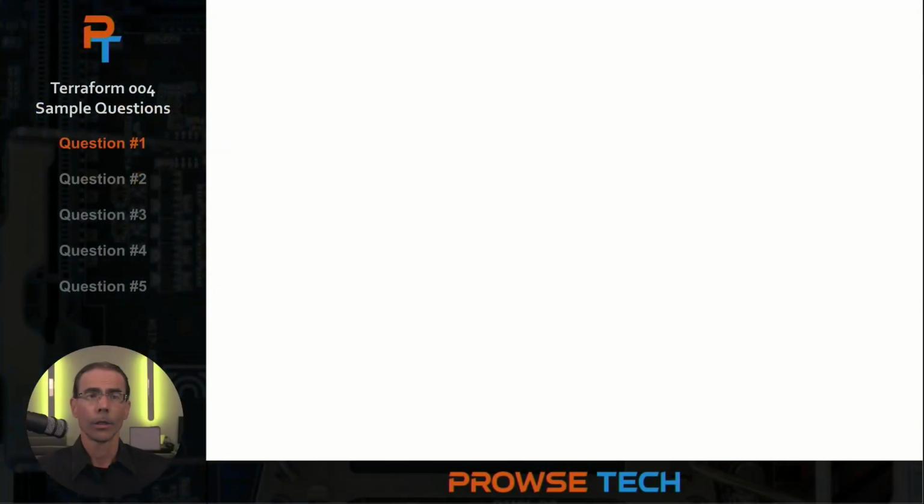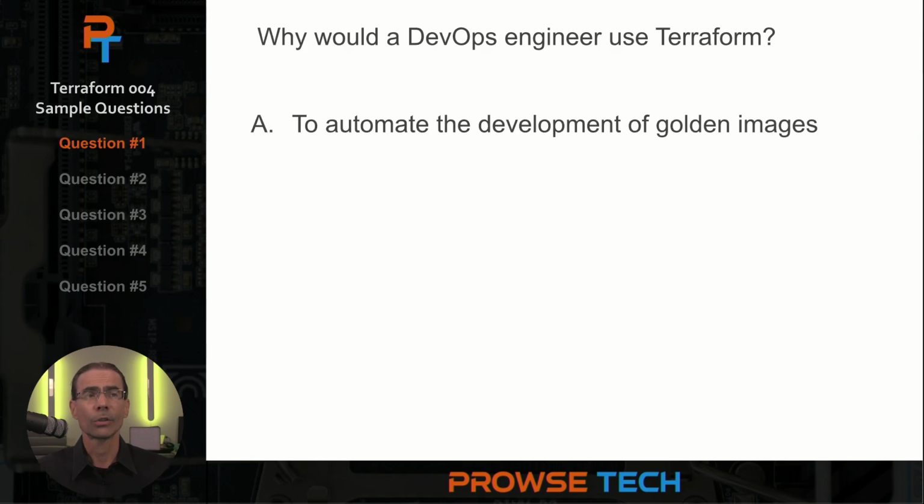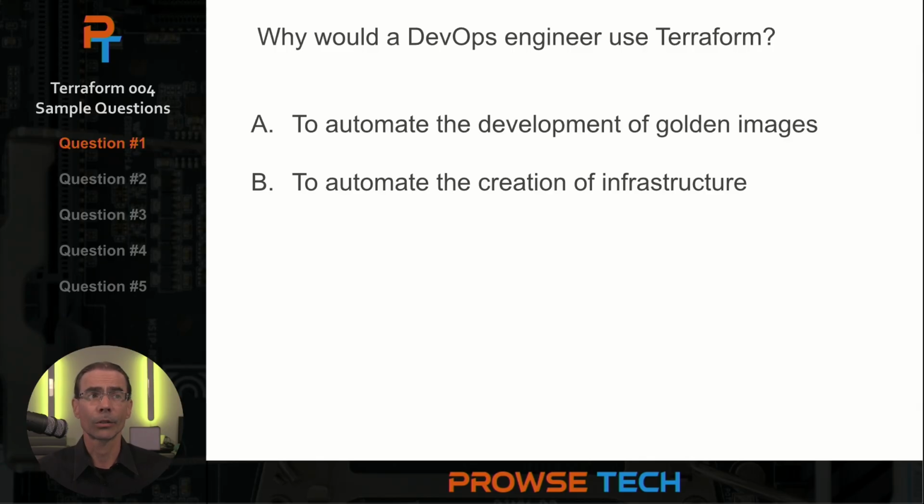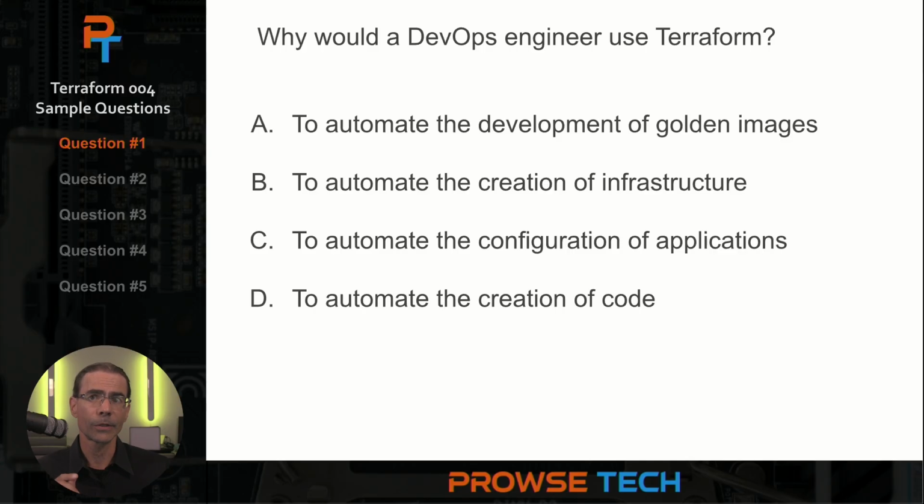Let's go. Question 1. Why would a DevOps engineer use Terraform? And remember, we want the best answer here. Answer A, to automate the development of golden images. B, to automate the creation of infrastructure. C, to automate the configuration of applications. And D, to automate the creation of code. I'll give you 3 seconds to pause the video and think about your answer starting now.